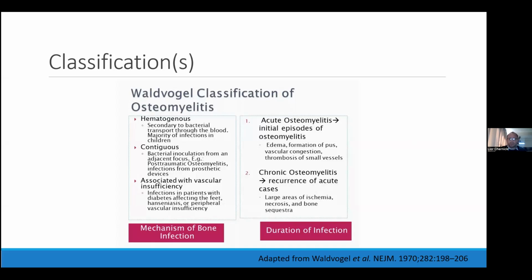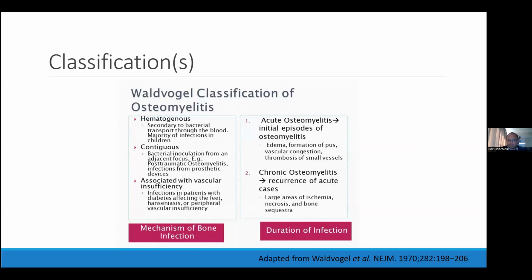And then there's infection associated with vascular insufficiency, which is put into a separate category. This comprises scenarios where wound healing or healing of the bone is compromised, and delivery of antimicrobials may well be compromised. This is, for example, patients with peripheral vascular disease or diabetic foot associated with osteomyelitis.